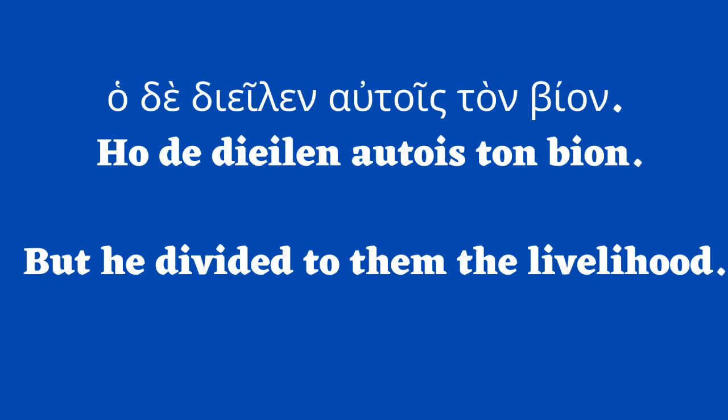Then let's look at what is said about the dad. Hode dielen autois ton bion. But he divided to them, plural. He didn't just give the younger son his part. He divided to them, plural, not the ousios that was asked for, but ton bion. Why does this matter? The kid asked for ousios, property, the property of the estate, but the dad divided ton bion to both of them, the livelihood.